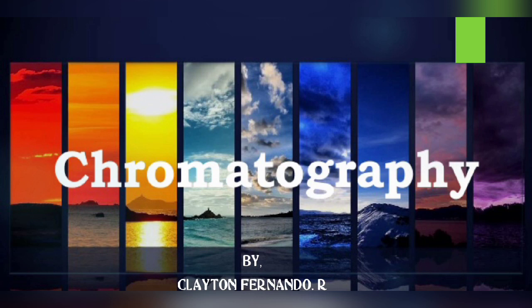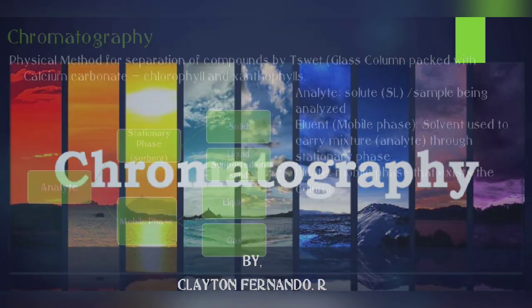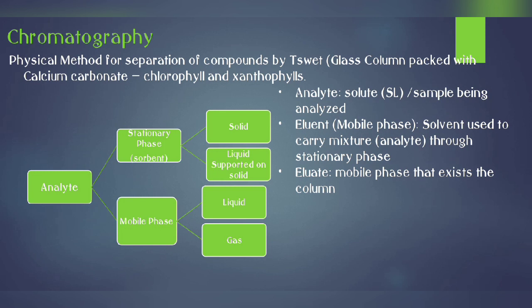One of the majorly used and most accurate methods is chromatography. So what is chromatography? Chromatography is a physical method for separation of compounds which was developed by Tswett. He made a glass column filled with calcium carbonate, which separates chlorophyll and xanthophyll. Here they are using two types of phases.